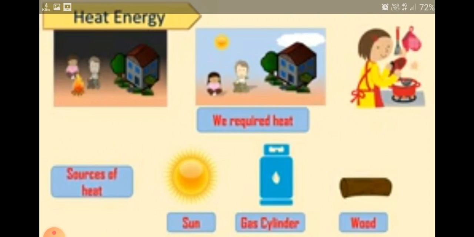See here, we require heat. Now, heat is produced by burning of fuel. So these are the sources of heat, that is the sun, then the gas cylinder, that is also a source of energy for cooking food, then wood, by burning the wood also, wood is a fuel. So what happens, energy is being generated, and that heat energy is used for cooking of the food. So heat is measured in a unit called calorie.